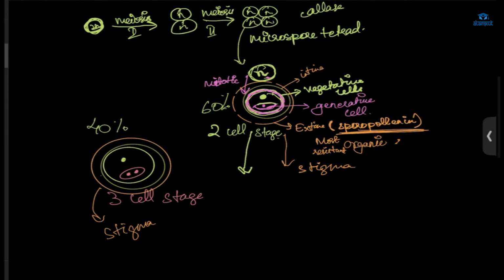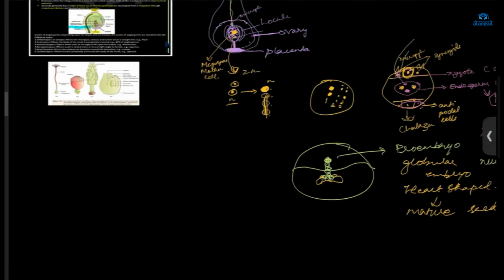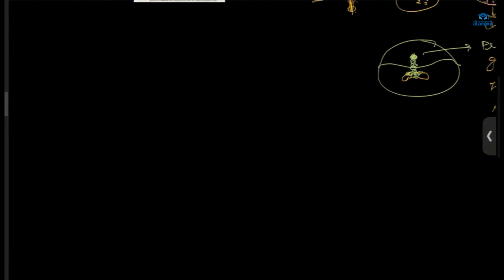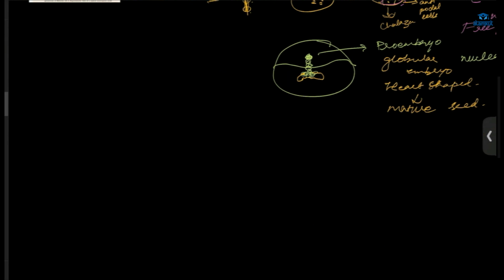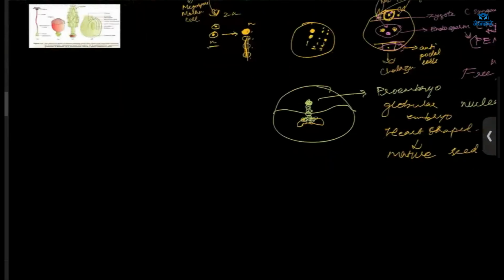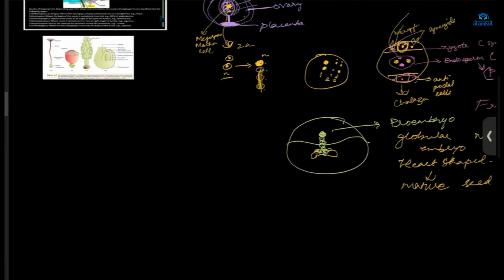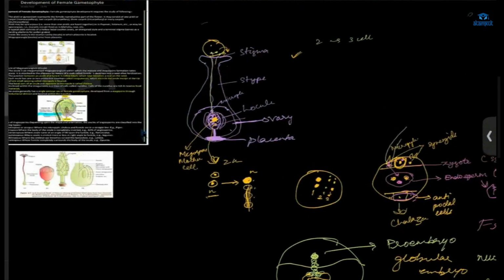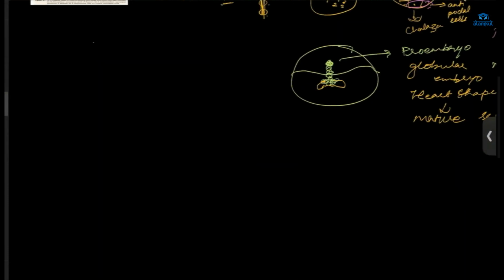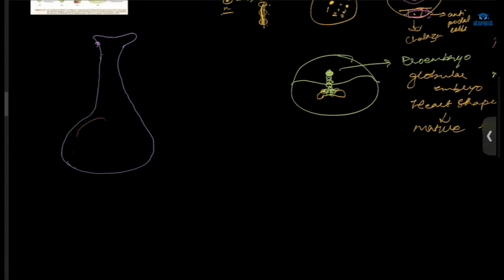Next, we'll talk about the female. First, let's see about the females. What do we have? Stigma, style, and ovary. Let me draw it again. First, this is our stigma. Then we have the style. Then we have the ovary. There is a cavity inside this ovary, and that is called the locule.